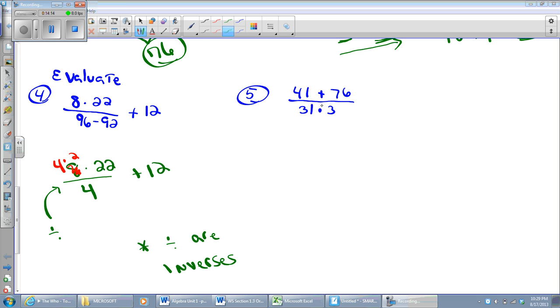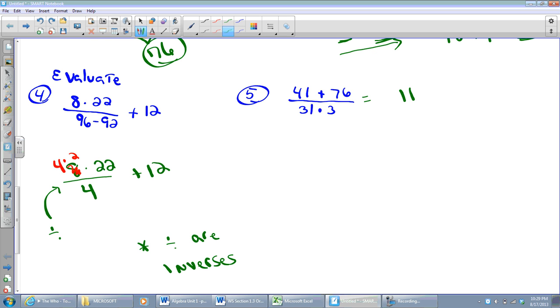Now, I can't do any canceling yet because there's addition in the numerator, and division cannot undo addition. So I have to add in the numerator first. And I believe when I add, I'm going to get 117. Now, the denominator, I'm going to have 31 times 3. Well, I'm not going to multiply these and then simplify because I know that 1 plus 1 plus 7 equals 9. And that means that 3 and 9 both go into 117.